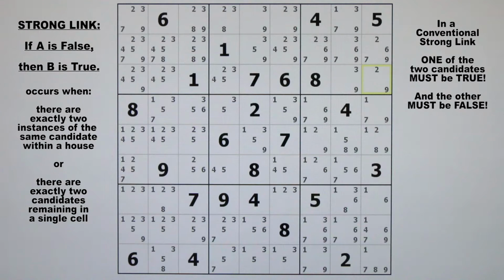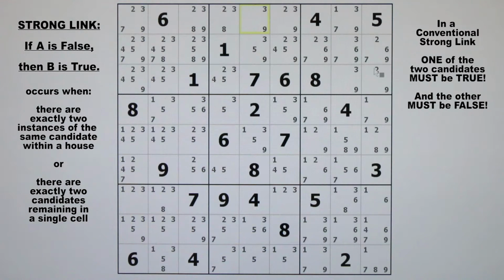Okay, I don't need to color the cells because you can see there are only 2 candidates in each one. It's easy to see. The 5 and the 3 here are strongly linked because that's a bi-value cell and there are only 2 possibilities for that cell. One must be true, the other must be false. If A is false, then B is true. Up here we have a 3 and a 9. They are strongly linked, another bi-value cell.